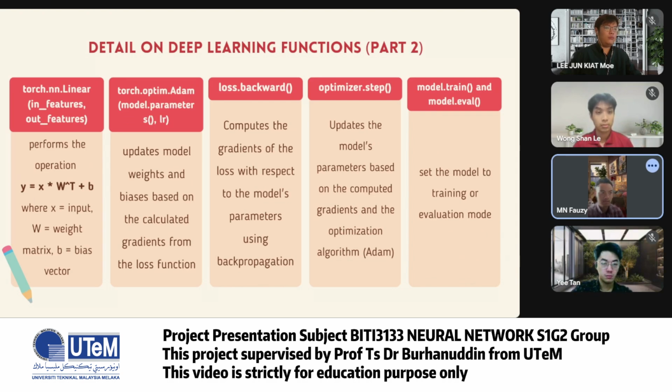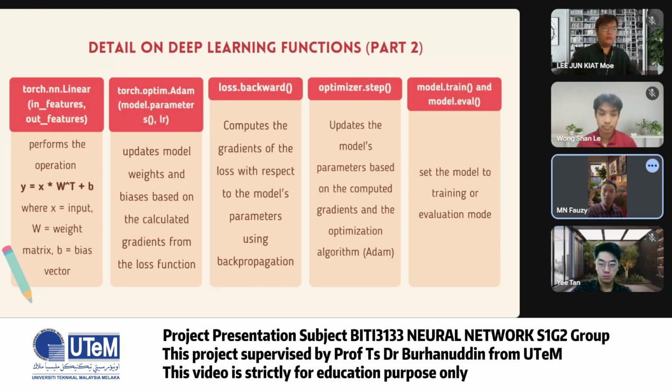Next is torch.nn.Linear. We use this to perform the operation y = xW + b, where x is the input, W is the weight matrix, and b is the bias vector. Next is torch.optim.Adam. So we use this to update the model's weights and biases based on the calculated gradient from the loss function.